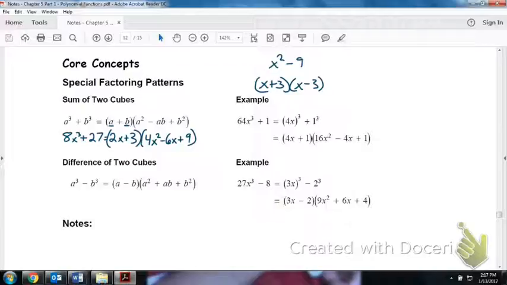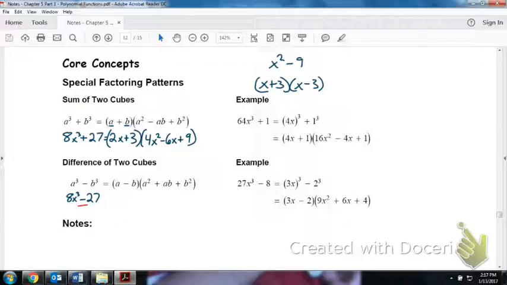So let's do the same thing, but with a minus. I'm going to use the same numbers. So again, we're going to use 8x cubed minus 27. So this time, because we're subtracting the first term, you're going to do minus plus plus. Instead of plus minus plus, it's minus plus plus.